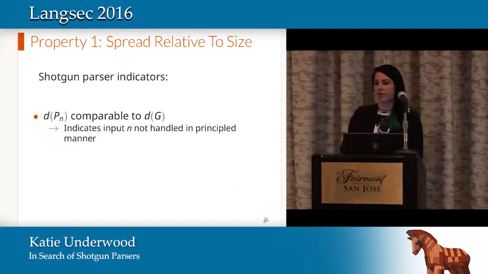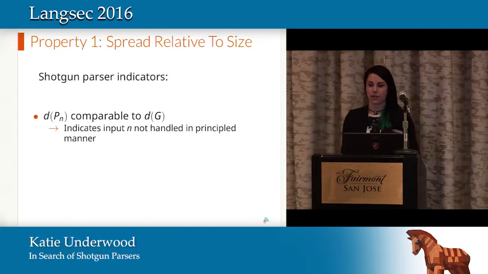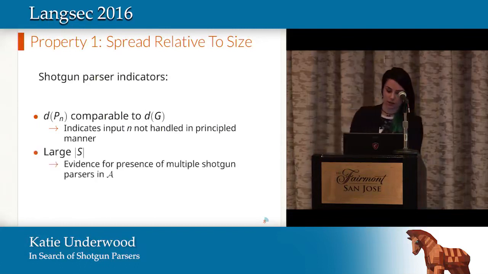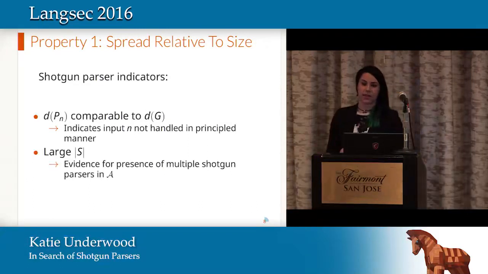So now with this definition in hand, we can start to pick up a few shotgun parser indicators. First, we can take a look at the diameter of that induced subgraph as compared to the diameter of the overall graph G. If you have comparable diameters, this indicates your untrusted input is spreading throughout your application. It's not being handled in a principled manner. Secondly, we can look at the cardinality of that set S. If S contains a large number of elements, this could be evidence that you in fact have multiple instances of shotgun parsers in your application.